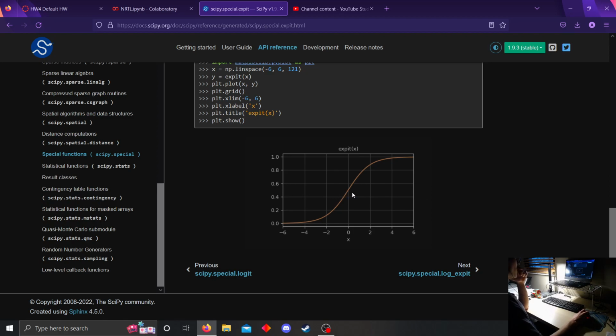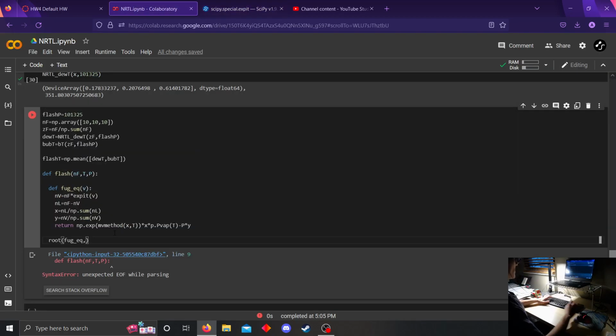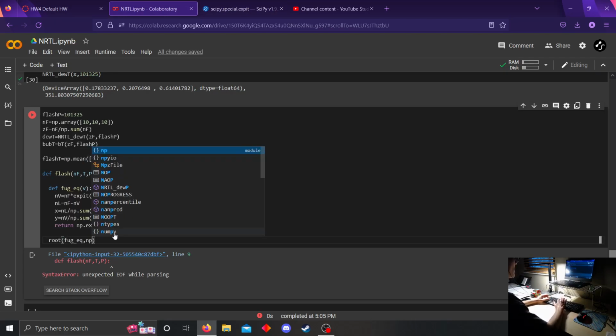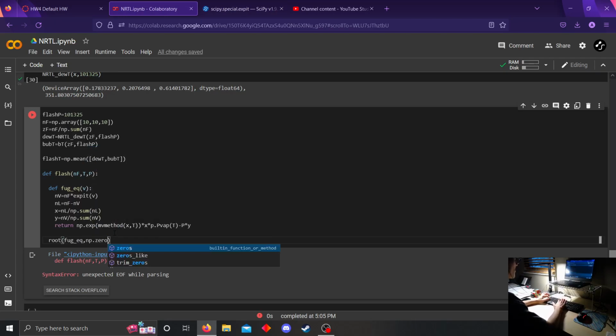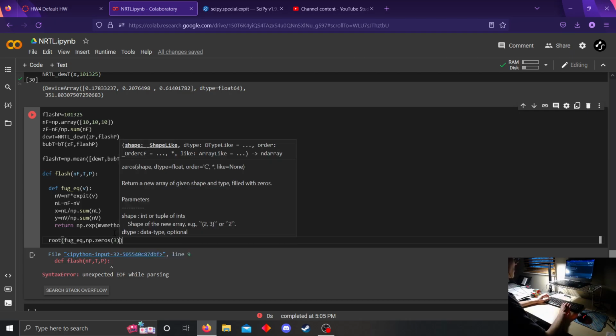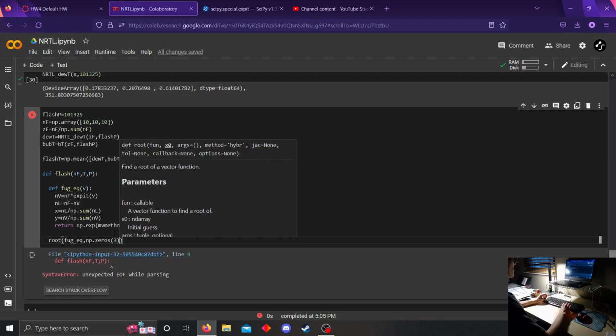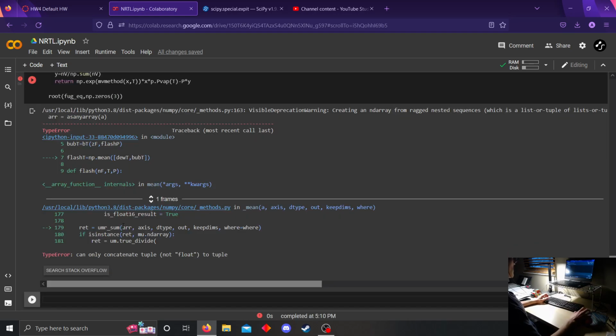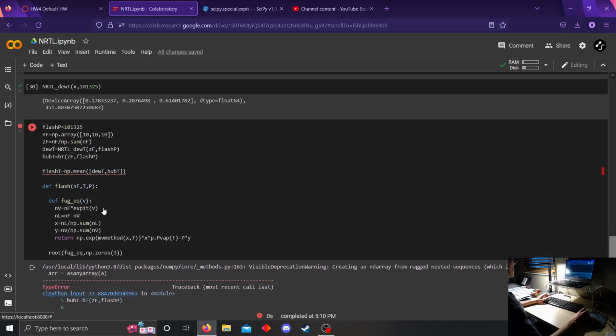So at 0.5, our x values are equal to 0. So we're going to start by guessing 0, basically. So it's going to be zeros, but in an array. So np.zeros. Is it zeros? No, I think it's just zeros. It should just be 3 zeros.